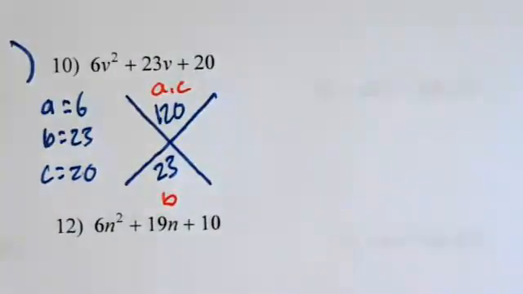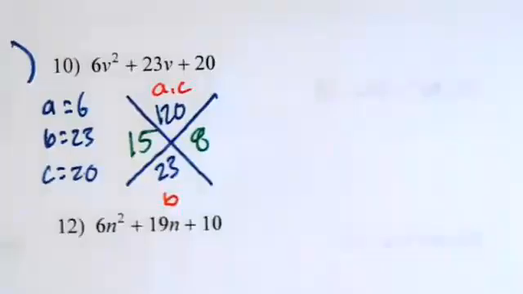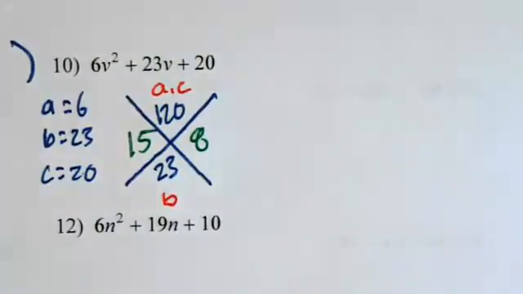We are looking for two numbers that multiply to 120, add up to 23. 120, let's see, that's 60 times 2, no. 40 times 3, no. 20 times 6. 15 times, what would it be? 15 times 8? Oh, that works. 15 and 8 works, because that adds up to 23. Cool.